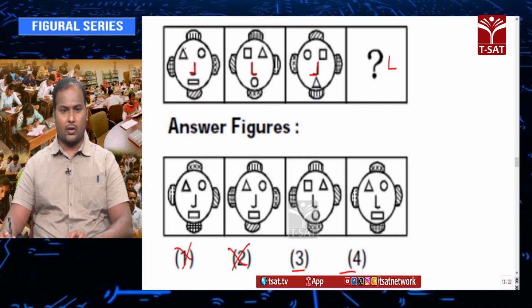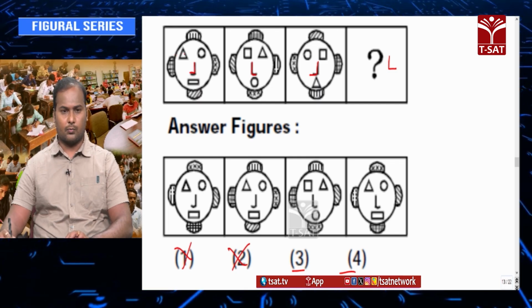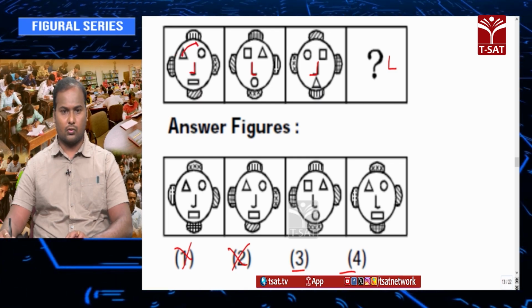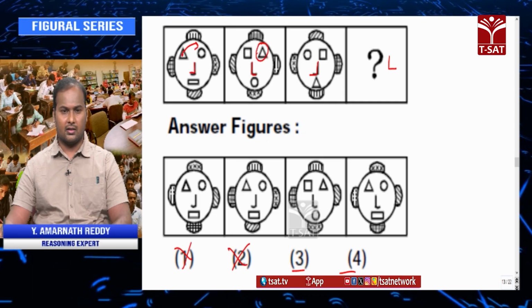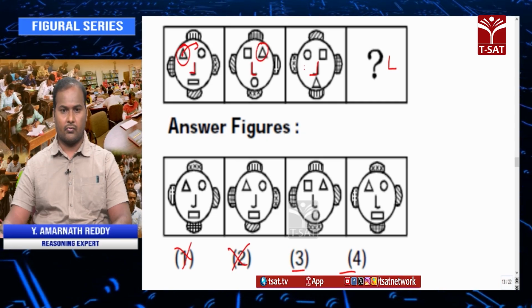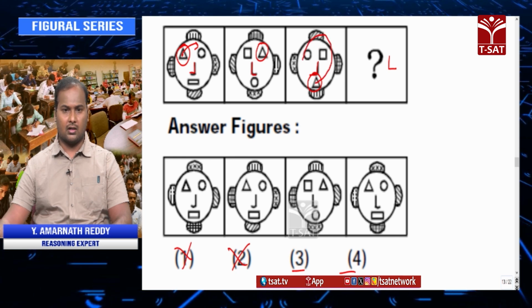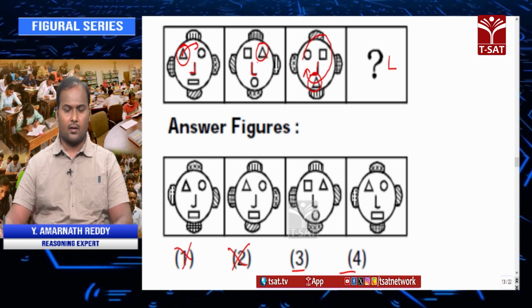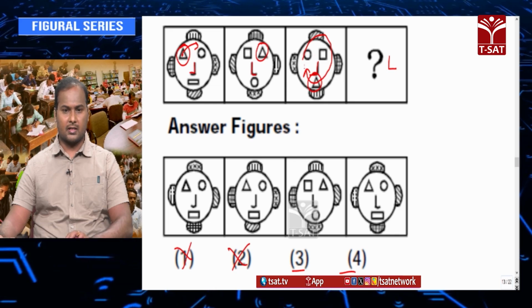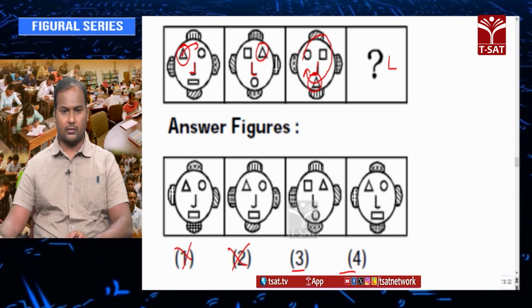See here, triangle is moving from one position to another position. Triangle from this position, it moved to second position in this figure. You can see triangle here, and the triangle at the bottom. Now you can see this triangle is rotating in the clockwise direction. Obviously it will come to the same position again to here.